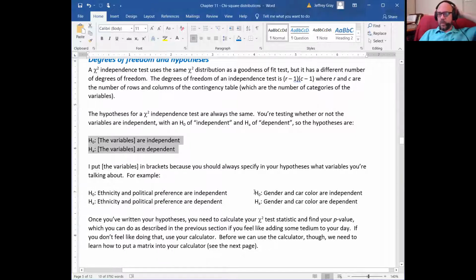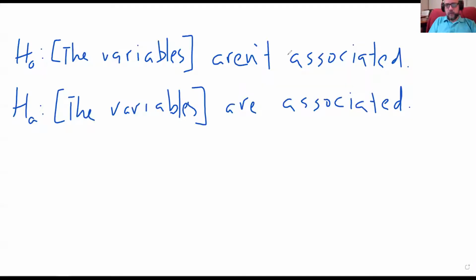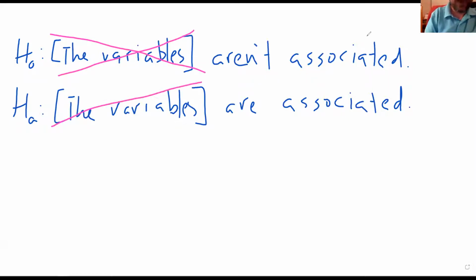This is going to be our hypotheses. Now, we're not actually going to write them as the variables are independent. Here we're going to say favorite ice cream type and age and gender are independent, and favorite ice cream type and age and gender are dependent, or associated and unassociated is the way I'm going to say it here, right? So I'm not really going to say the variables. You never want to do that, because that is just the general form of the hypothesis. It's not specific to the test that you're doing.